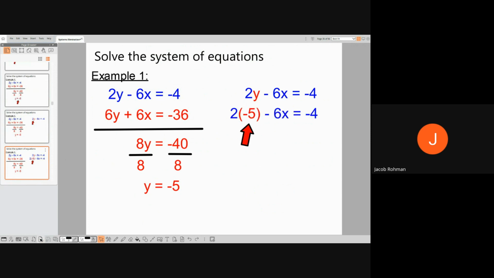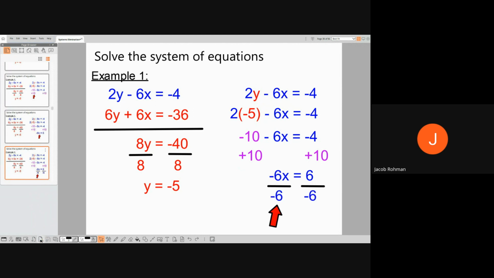So here I'm showing that substitution for -5. Then that's going to be 2 times -5, which is -10. Now to solve this part of the equation here for x, we're going to go ahead and add 10 to both sides. And then we're going to have -6x equals 6. And then we're going to divide by -6 on both sides, leaving us with x equals -1.